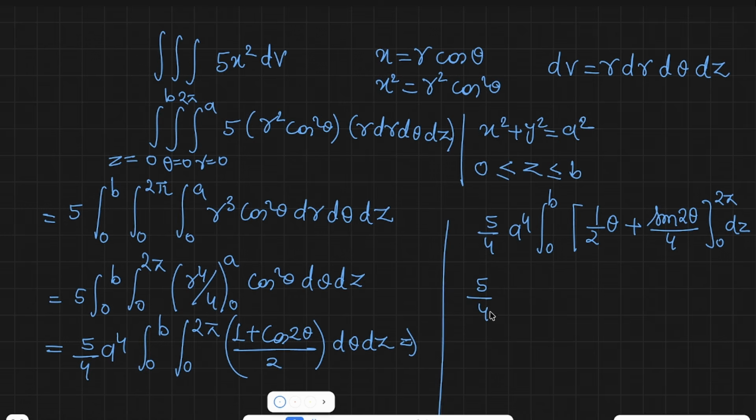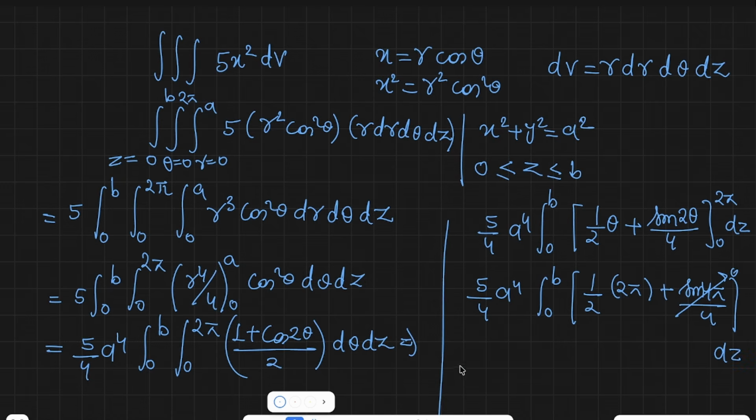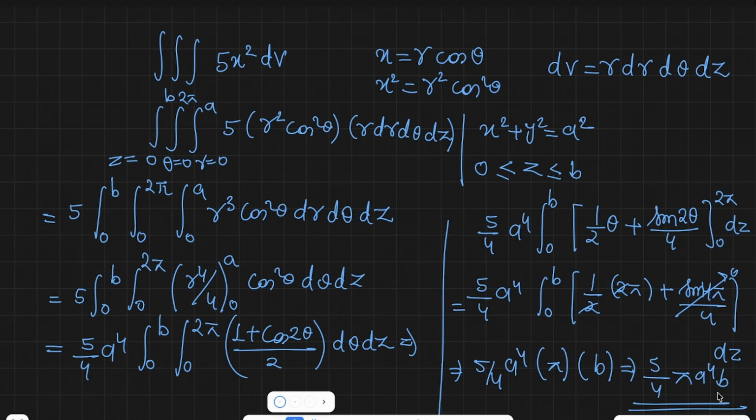Now it is 5 by 4 a power 4, 0 to b. This is 1 by 2 into 2 pi, plus this is sine 4 pi upon 4, which is going to be 0, dz. And this will be basically 5 by 4 a power 4 into this 2 and 2 get cancelled, so this is your pi and this is your b. So the final answer will be 5 by 4, because this is going to be 0, pi a power 4 into b. So this is your final answer.